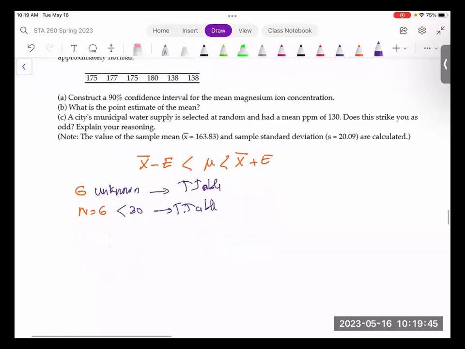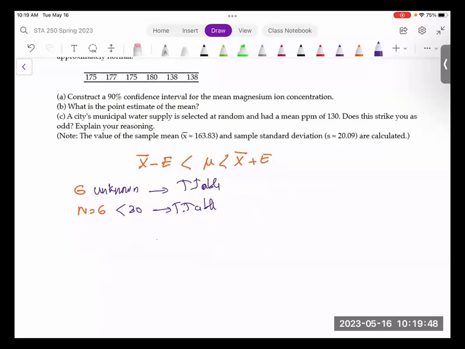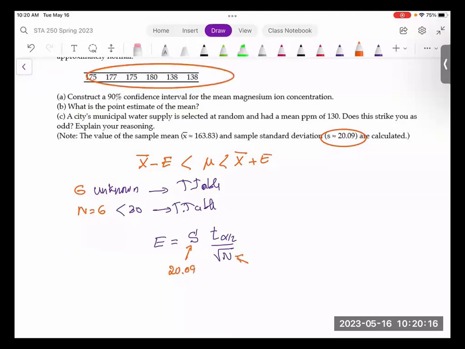So this was important to determine what table you're going to use, because the E then, instead of sigma, if I am in the Z table, you're going to use sigma, but this is going to be S for the T table times the T value of alpha over 2 divided by radical n, all right? And we know the S is going to be this one, 20.09. We know the n is 6, all right? And you need to figure out what is T alpha over 2.